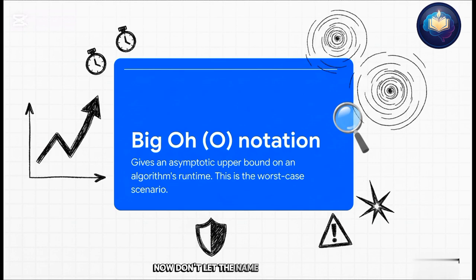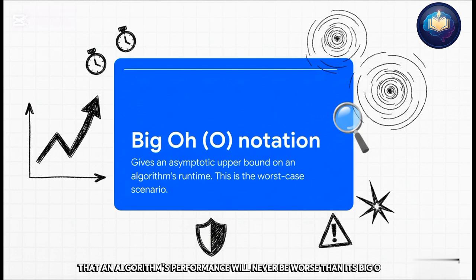Now, don't let the name scare you. The idea is actually pretty simple. It's a grading system for algorithms. It tells you how much slower your program is going to get as you throw more and more data at it. And here's the crucial part. It always focuses on the worst case scenario. It's basically a guarantee that an algorithm's performance will never be worse than its Big O score.